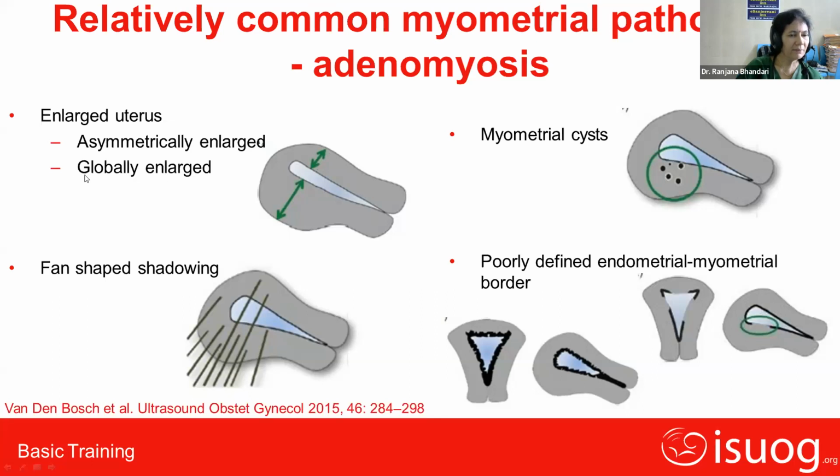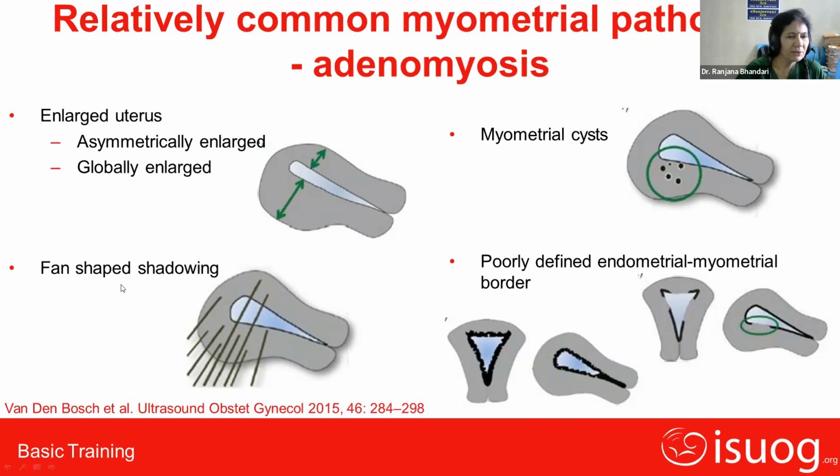Second is globally enlarged myometrium. Now, what do you mean by globally enlarged? The myometrium of the whole uterus is affected by adenomyosis. So it becomes enlarged in size. The anterior-posterior diameter of anterior, posterior, fundus, everything is thickened. So that is known as globally enlarged. We will also see it in the live images.